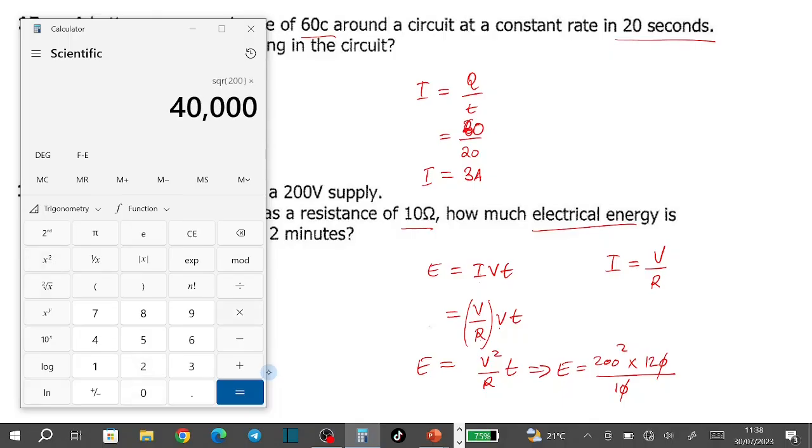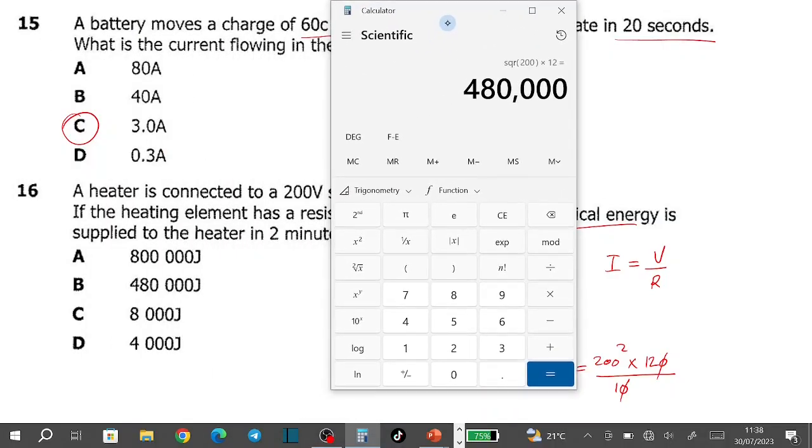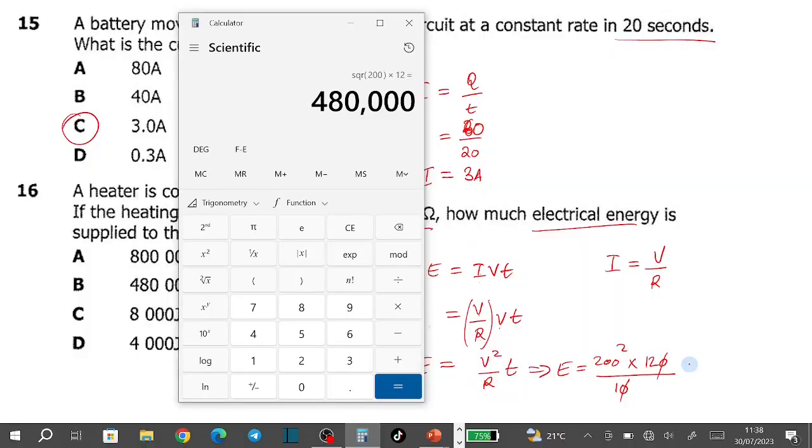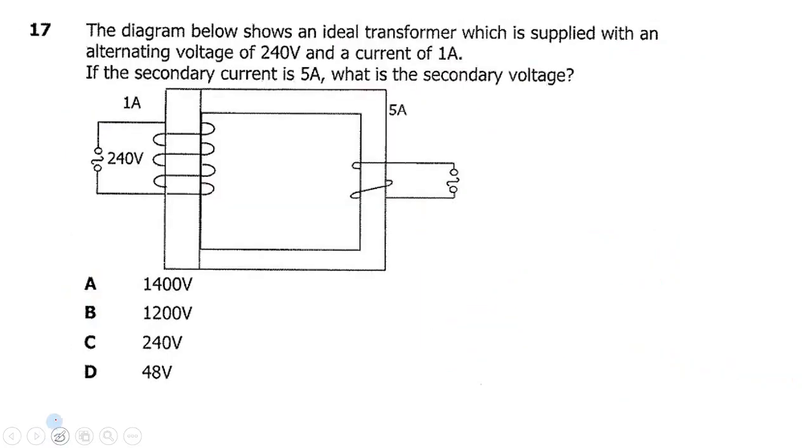Then times 12. So it will be 480,000. So here the answer will be 480,000 joules. So the answer will be B. Then we move.